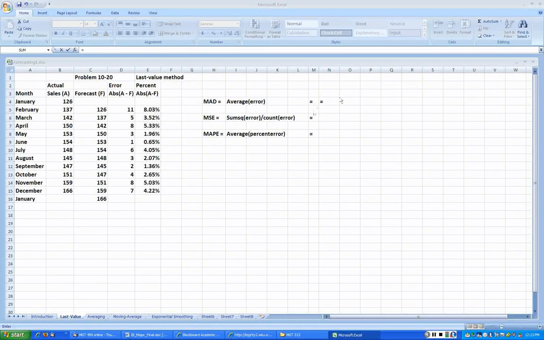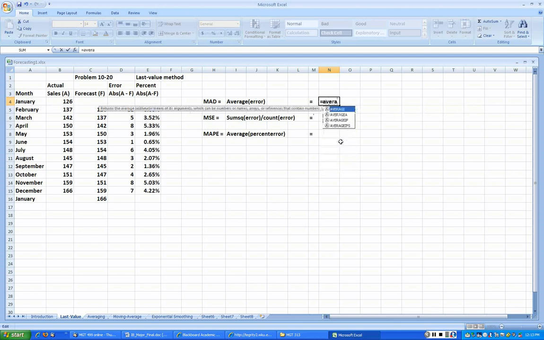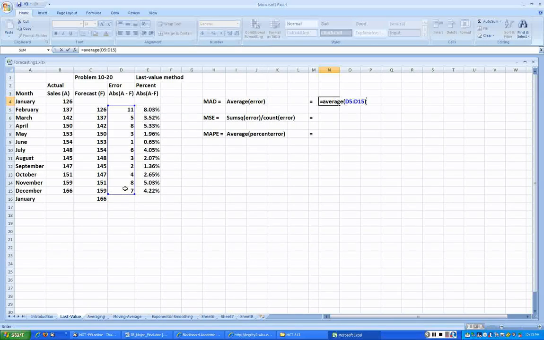Let's compute the mean absolute deviation. Mean absolute deviation is the average of all the absolute errors. Those are the absolute errors. That is that one. Average of that, which is 5.273.